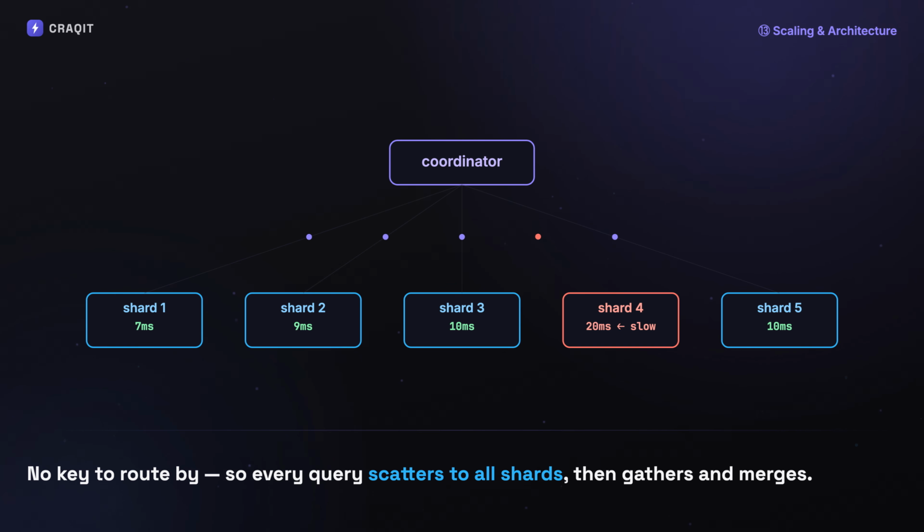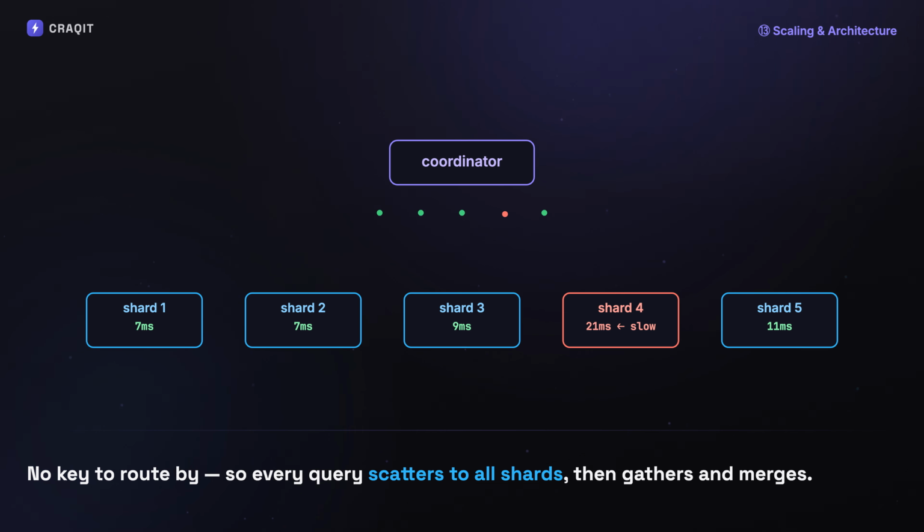But here's what's different from a normal database. Vector search does not shard cleanly. In a key-value store, you route a request to the one shard that owns the key. In vector search, you can't, because the nearest neighbors to a query could live on any shard. There's no key to route by.